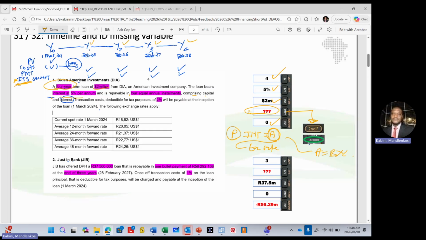Once we've calculated all the cash flows, tabulated them, we get the net cash flows in US dollars. Remember, we said in principle, the analysis, the IRR should be based on rand cash flows for it to be comparable. So we then have to do a conversion of those US dollar cash flows into rands in order for us to calculate the rand-based IRR.